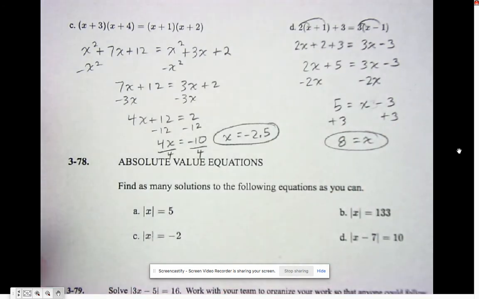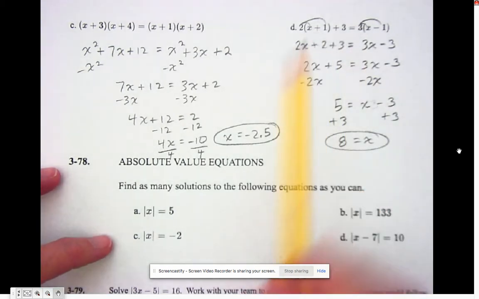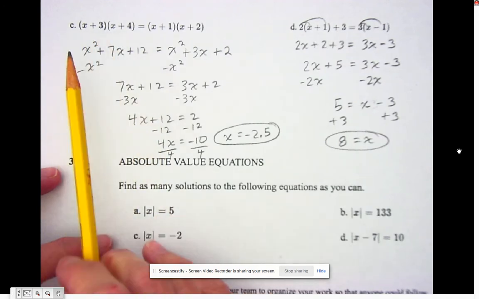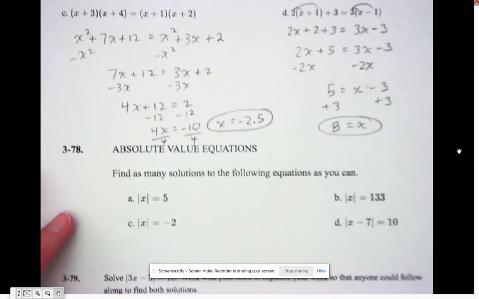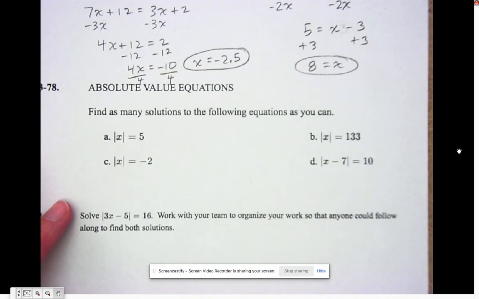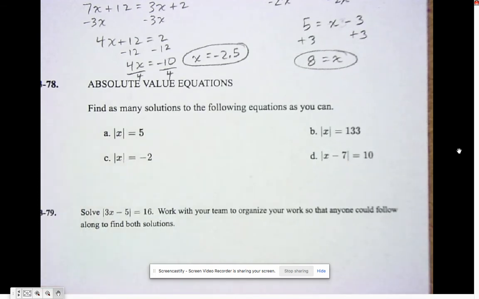Okay, so that's how we could use the distributive property, which allows us to multiply a monomial times a binomial, or actually a single term times a sum, or to multiply two terms together. We talked about those being two binomials, and then we could still isolate our x. Okay. All right, so now we're going to look at some absolute value equations.